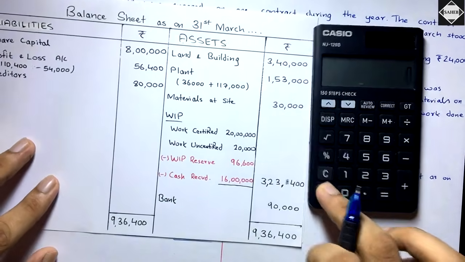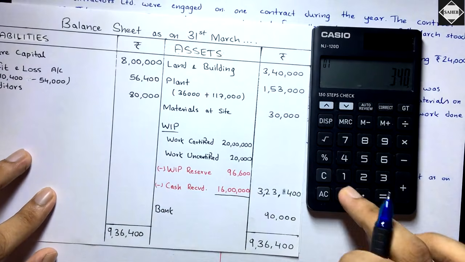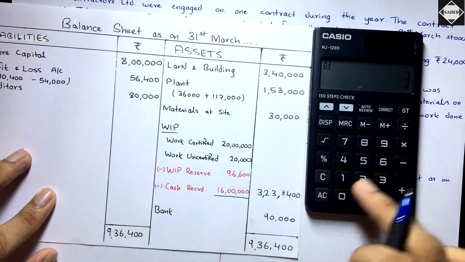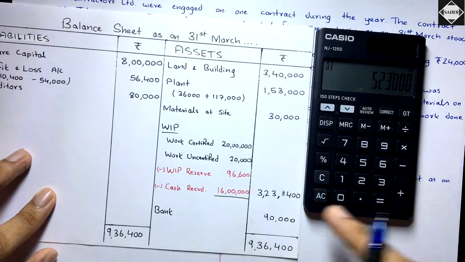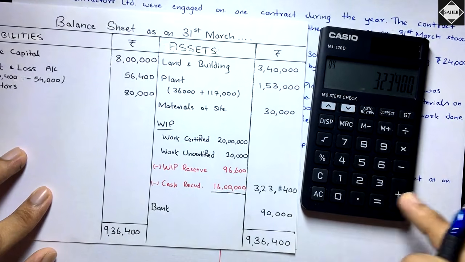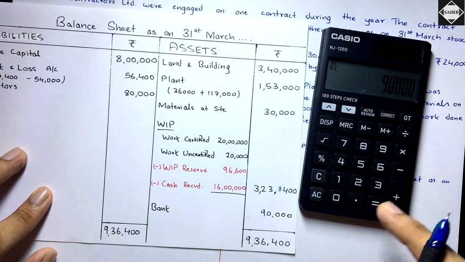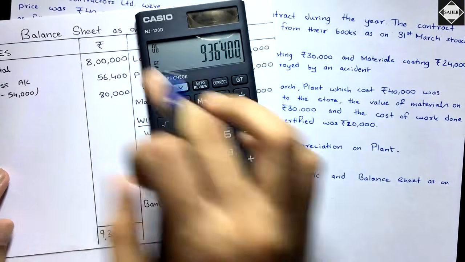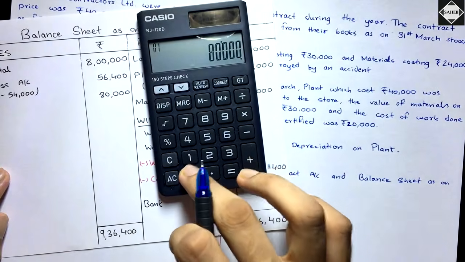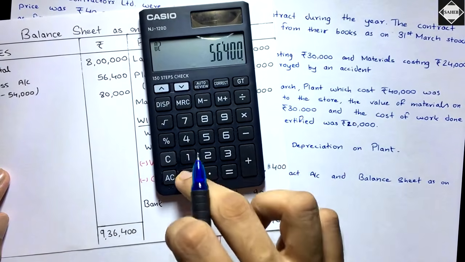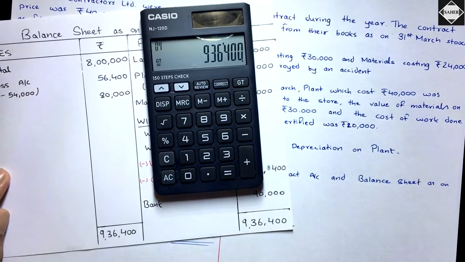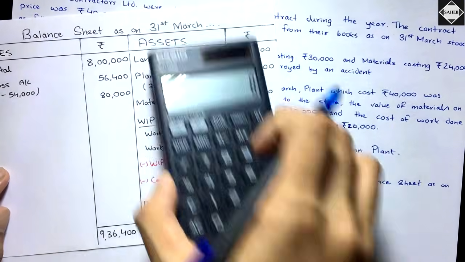See here, 3,40,000 plus 1,53,000 plus 30,000 plus 3,23,400 plus 90,000 is equal to 9,36,400. And then on this side, 8 lakh plus 56,400 plus 80,000 is equal to 9,36,400. So it tallies. This is how you have to do it.